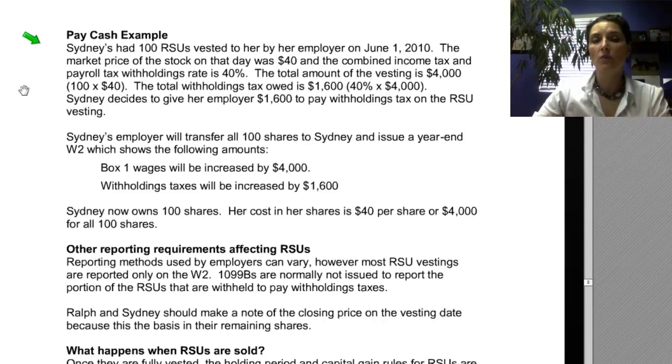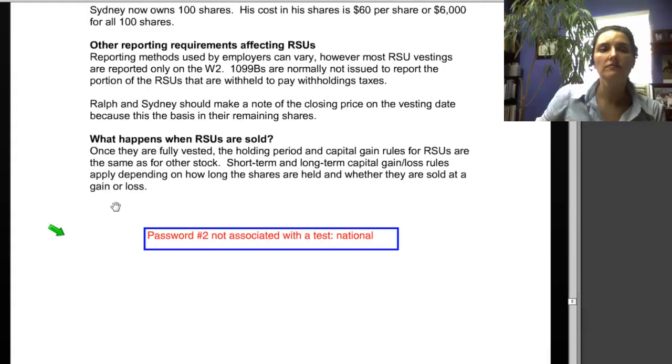That way she'll own all 100 shares rather than only the remaining shares left if her employer sold some to pay the tax instead. Sydney's employer will transfer all 100 shares to Sydney and issue a year-end W-2 which shows the following amounts. Box 1 wages will be increased by $4,000, and the withholding taxes will be increased by $1,600. Sydney now owns all 100 shares. Her cost in her shares is $40 per share, or $4,000 for all 100 shares.